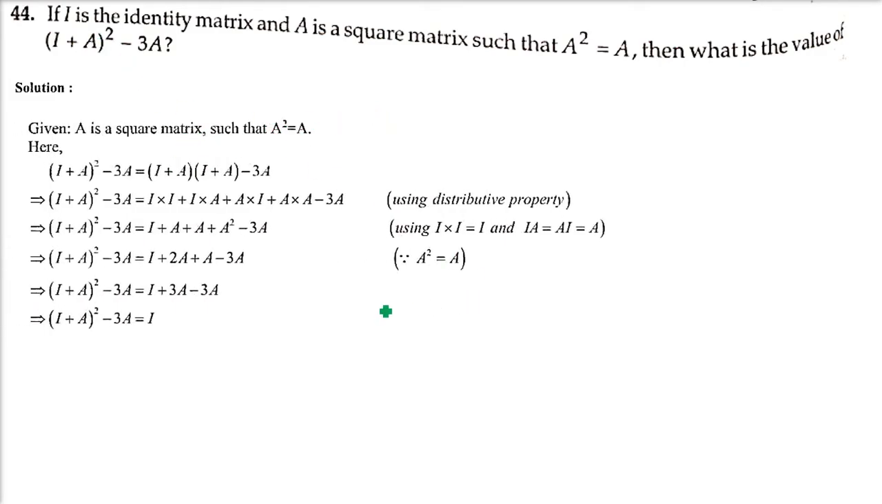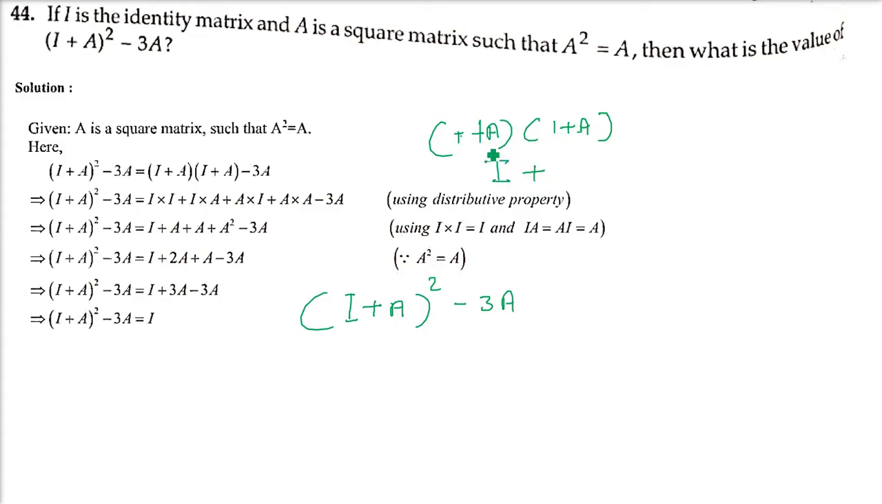See, I plus A, this whole squared, minus 3A. So I plus A whole square is what? We cannot do A square plus B square plus 2AB. This is a matrix, so we cannot do that. We have to do it step by step. So this I into I is I square. I square will be equal to I. Identity square is I only.